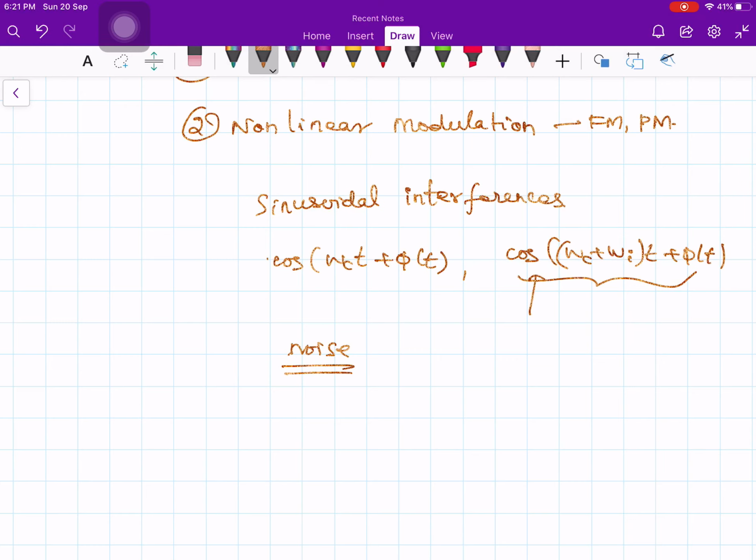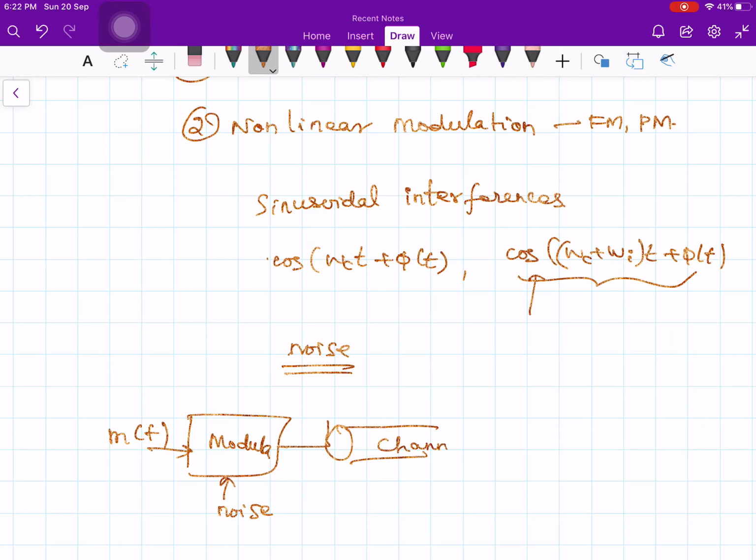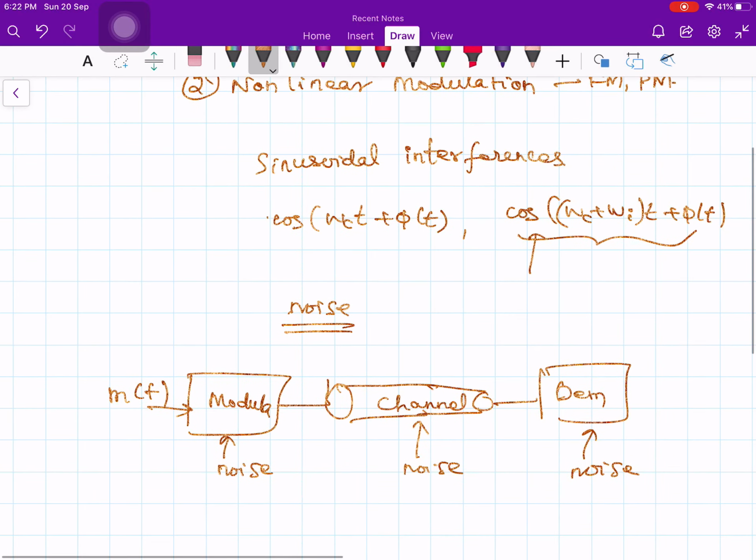Then it keeps on getting added while the signal is getting transmitted through the channel. You have the transmitter or modulator, then your message signal m of t, and here also the noise is getting added. The moment you put the channel, here also noise is getting added, and then you receive at the demodulator at the receiver, and here also noise is getting added. So the noise keeps on getting added while the signal is getting transmitted through the channel.